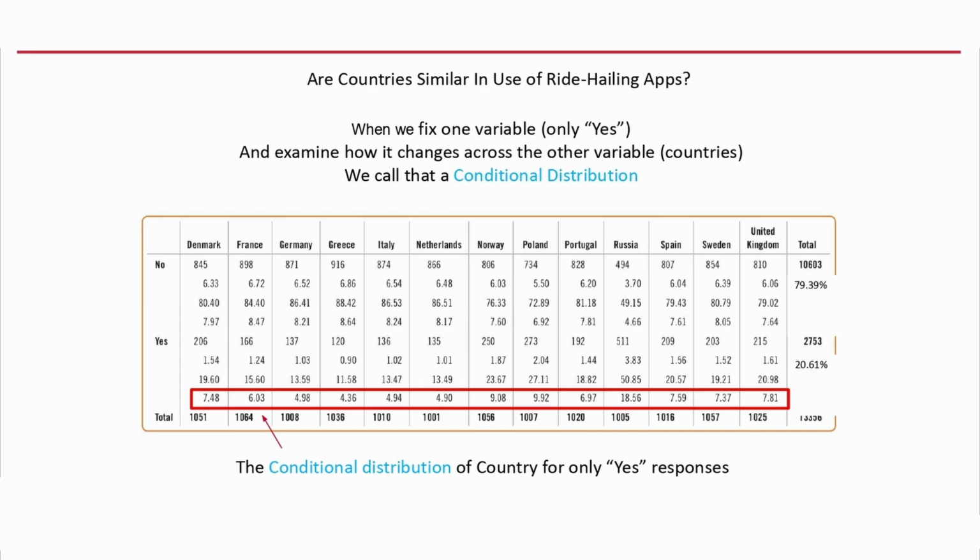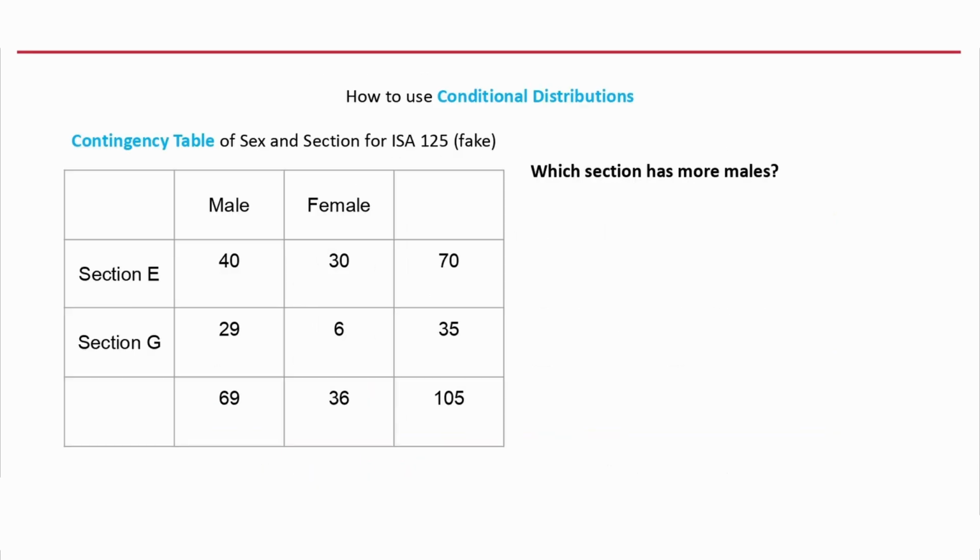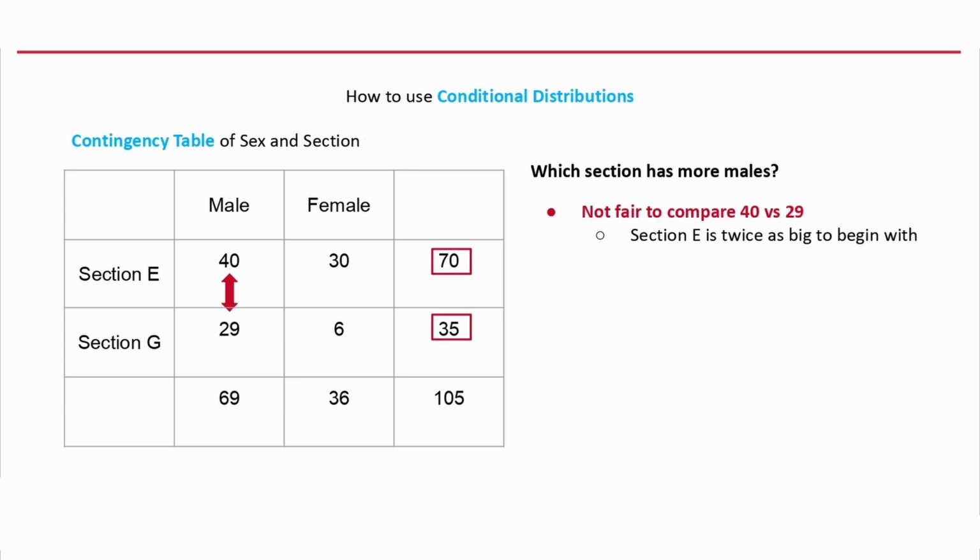To show you another question that we can answer using a contingency table, consider this smaller example, where I've made up some data about two variables: the number of students in two of my sections, section E with 70 students and section G with 35, and the sex of the students within that section. If I asked which section has more males, you might be tempted again to use the counts. And you would say, well, section E has 40, while section G has 29, so section E wins. And although that is right, 40 is bigger than 29, that's not really a fair comparison. Section G only has half as many students. So even if section G had 100% males, it still wouldn't have as many as section E.